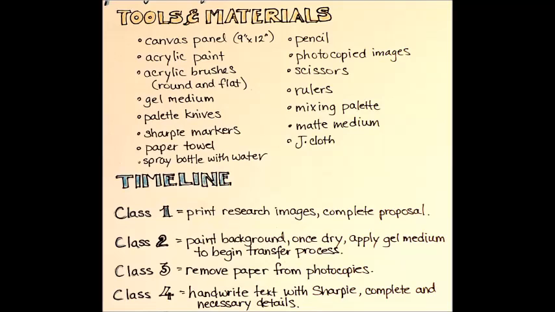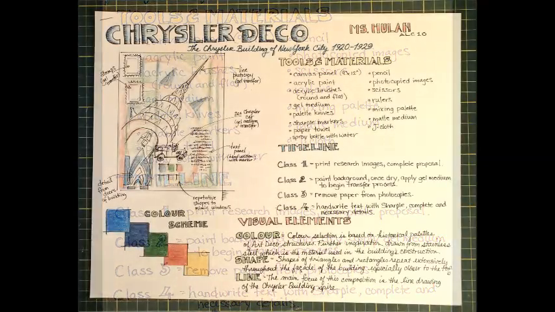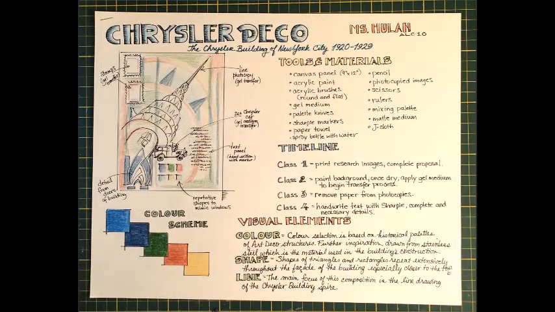Timeline. So for the 4 classes, I'm going to first print the research images and complete my proposal. Number 2, paint the background. Once dry, apply gel medium to begin the transfer process. Class 3, remove the paper from the photocopies. Class 4, handwrite text with Sharpie, complete necessary details. My visual elements that I focused on are color, shape, and line.